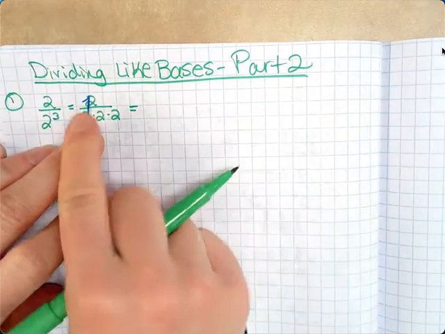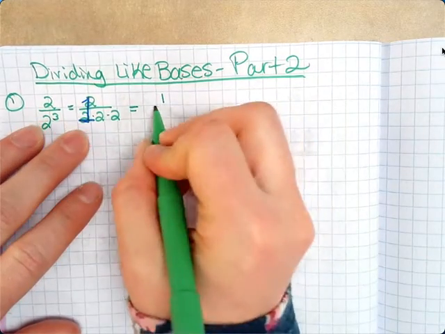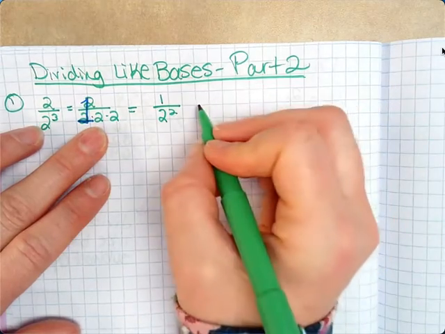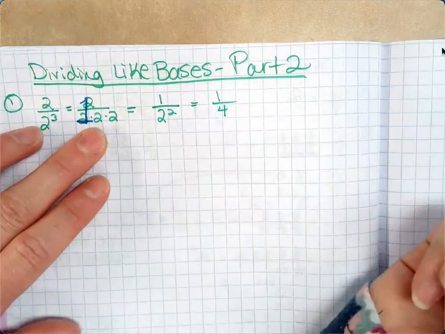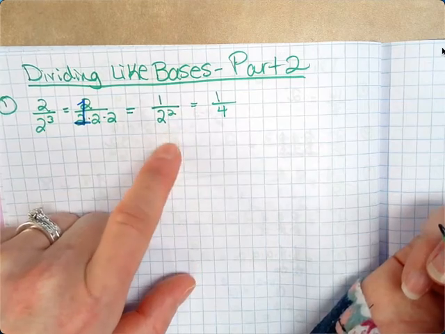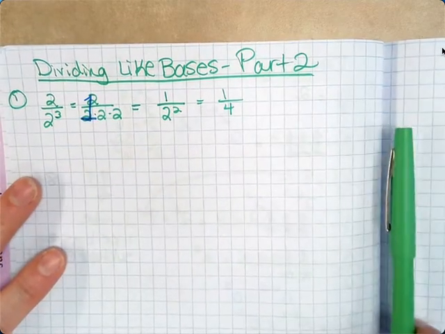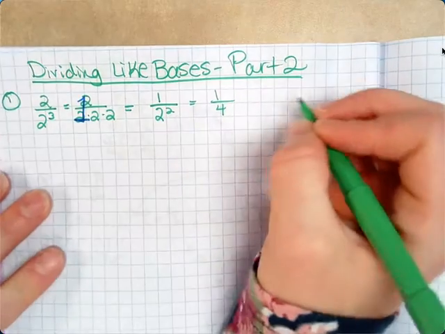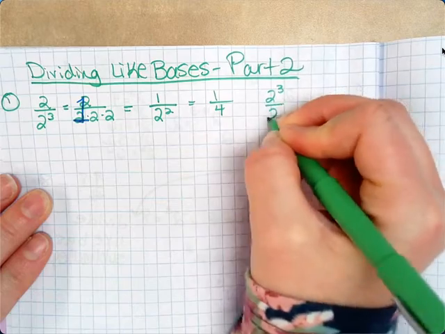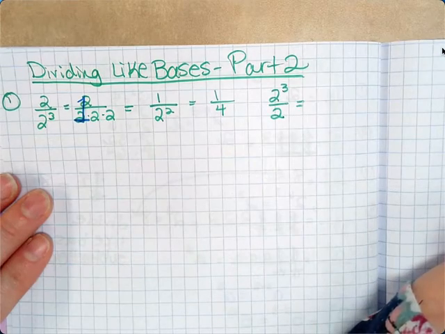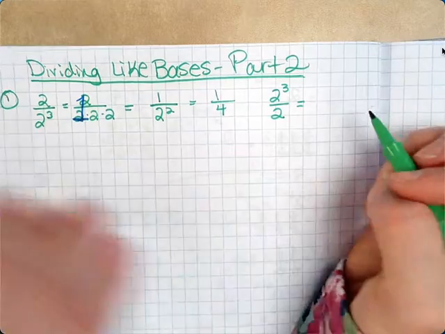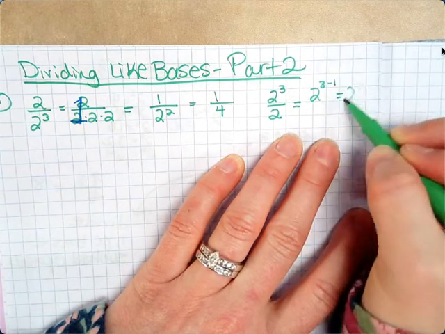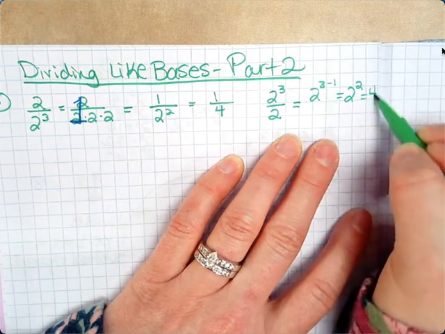So what do we have on top then? A 1, exactly. Over 2 squared. Yep. Or 1 over 4. But this is really what we're looking at. Okay, so how is this different from if we had 2 cubed over 2? It'd be a whole number. What would that whole number be? 2 squared, which equals 4, exactly.